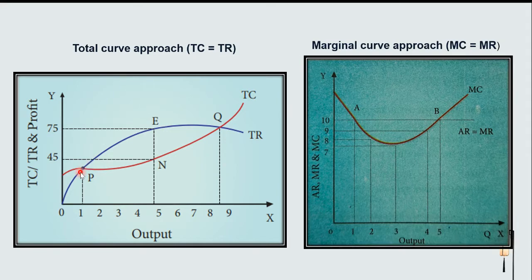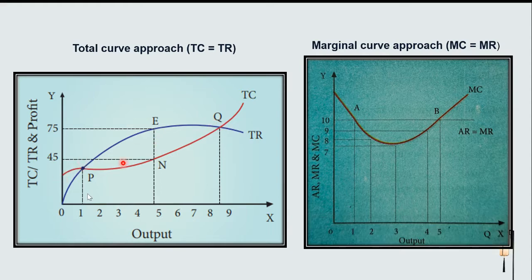Beyond this point, TR is increasing. Beyond the point P, TR is increasing. Can you see? TR is increasing. It reaches E, then again it falls down. So, from P to Q, the firm is making a profit.